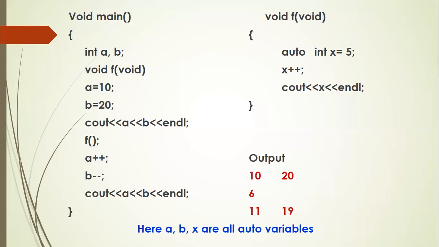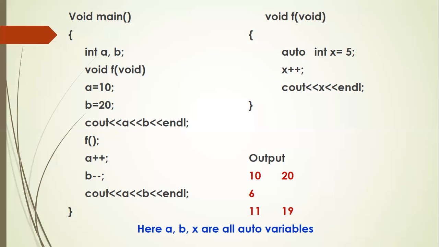Now inside the function f, I am incrementing the value of x. It is permitted because x is declared inside the function f, so it is a local variable. So x value becomes 5 and display the value of x. Sorry, x after incrementing becomes 6. Display the value of x means 6. So now you are leaving that function.